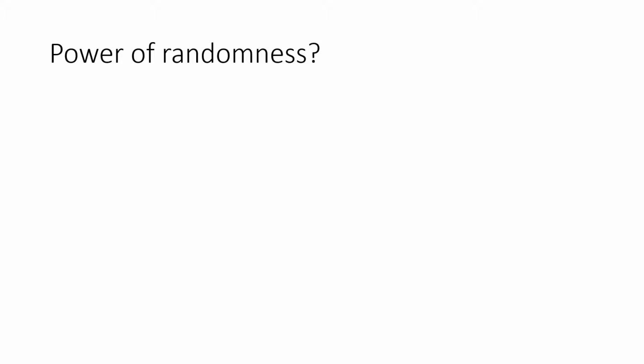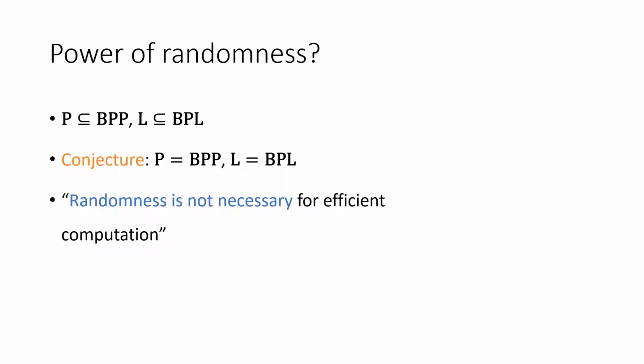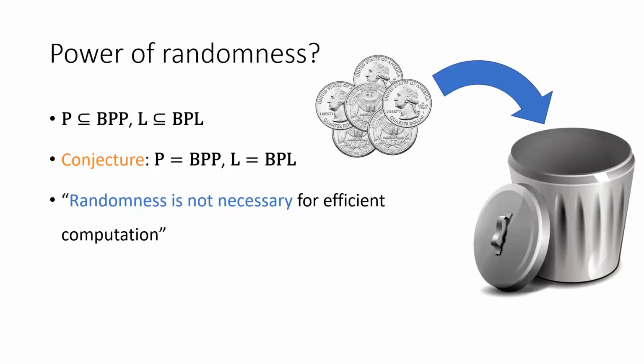The popular conjecture says that both of those derandomization goals are always possible. That is, it's conjectured that P equals BPP and L equals BPL. Informally, these conjectures are saying that randomness is not necessary for efficient computation. Right? For every clever randomized algorithm, there's an even cleverer deterministic algorithm that does the same job. There's no need to toss coins. So you might as well throw all your coins in the trash.